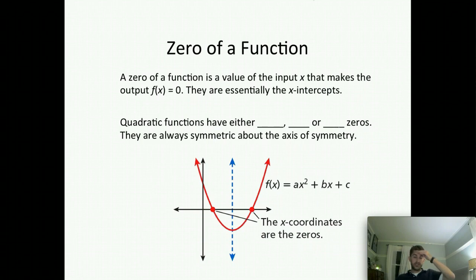A zero of a function is a value of the input x that makes f of x equals 0. In other words, it's kind of like the x-intercept. Where does it touch the x-axis? So a quadratic function can have either 2 zeros, kind of like we see on that graph there, or it could have 1, say it was like a parabola that just touched the x-axis and bounced off. Or it could have 0 zeros, like maybe an upward-facing parabola over here, or a downward-facing parabola over here. So it's always going to have 2, 1, or 0 zeros.